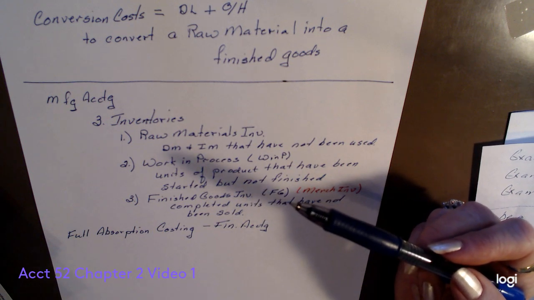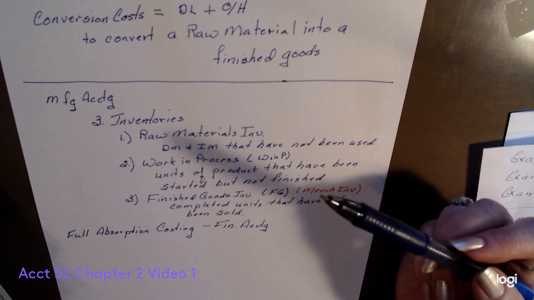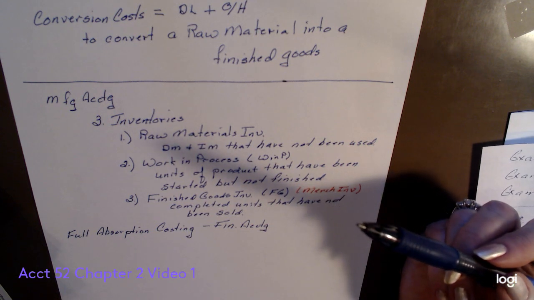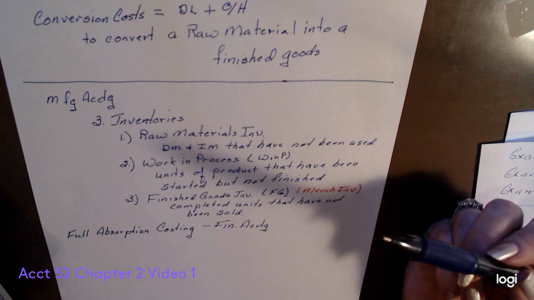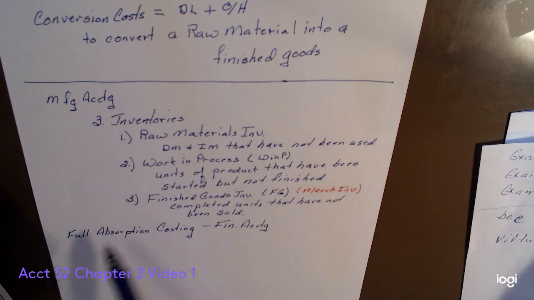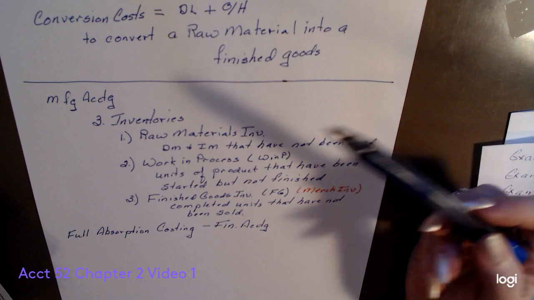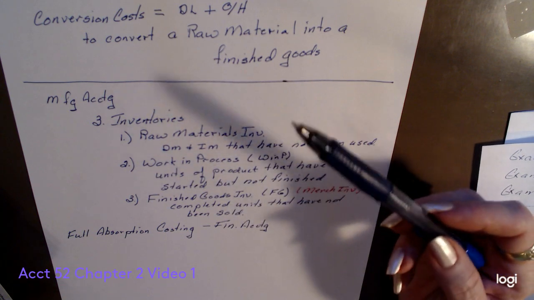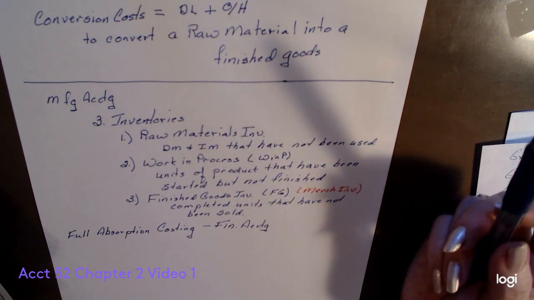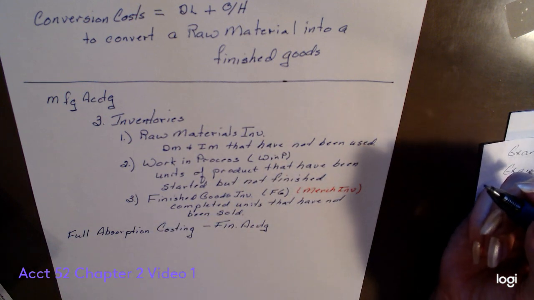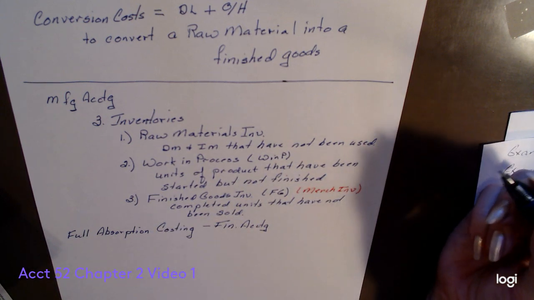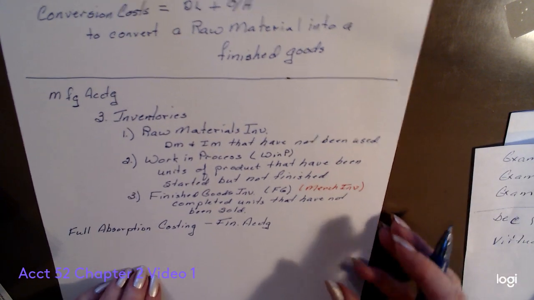If you turn the page, they talk about cost of goods manufactured and cost of goods sold. And so we've already talked about the three kinds of inventory. We're going to leave it for the next video to take a look at how we determine our cost of goods manufactured. We kind of want to finish off a little bit.